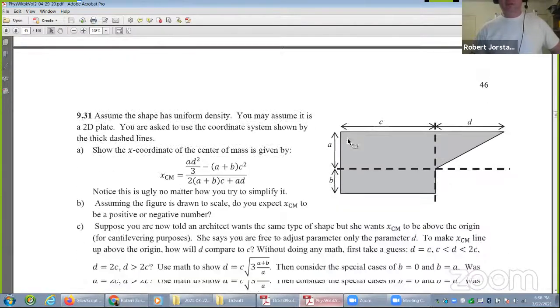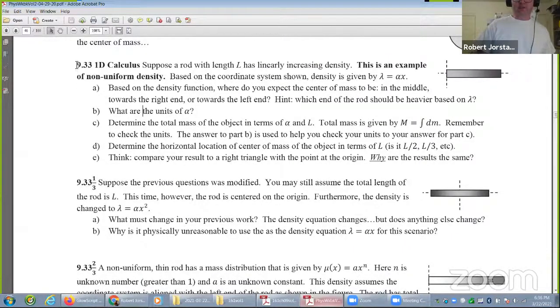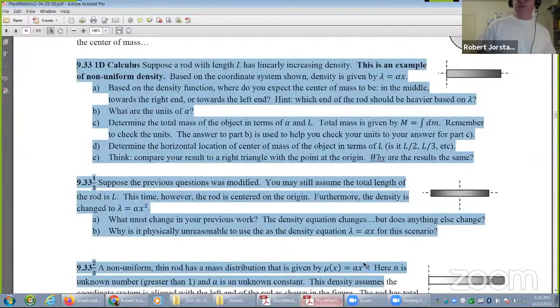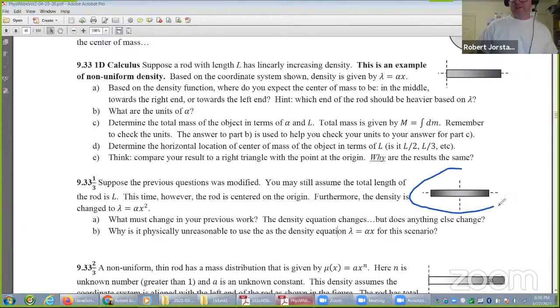All right. We talked about these 1D problems. We haven't done any yet. The 9.33s. Take a look at these. Here are some with uniform and non-uniform. And here's one right here where there's some mass on the left and some mass on the right. So notice your limits will not always be 0. This limit might be negative L/2 to positive L/2. Right? You could have different limits than 0 to L or 0 to R.